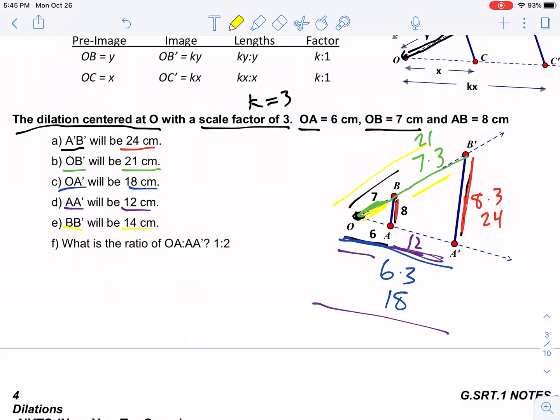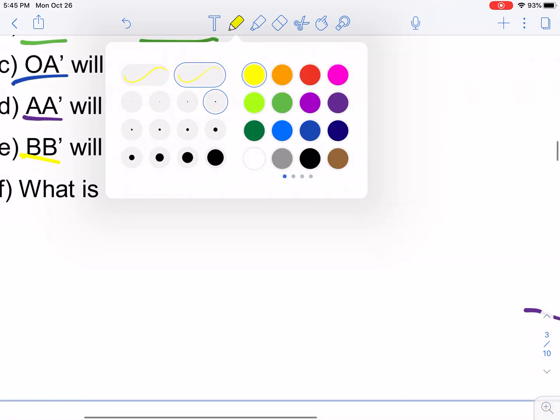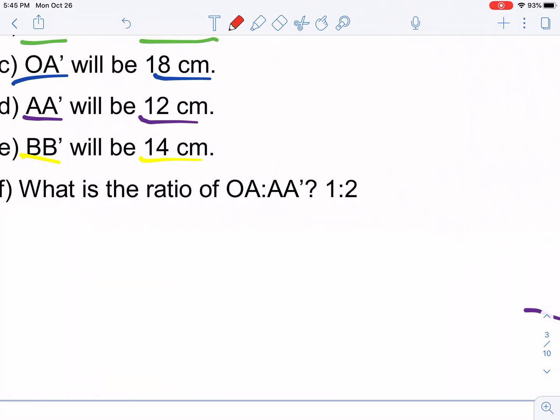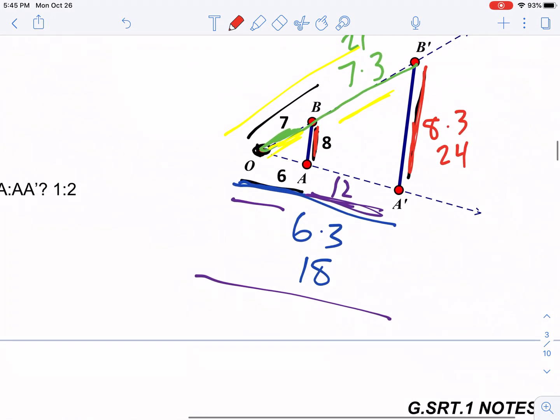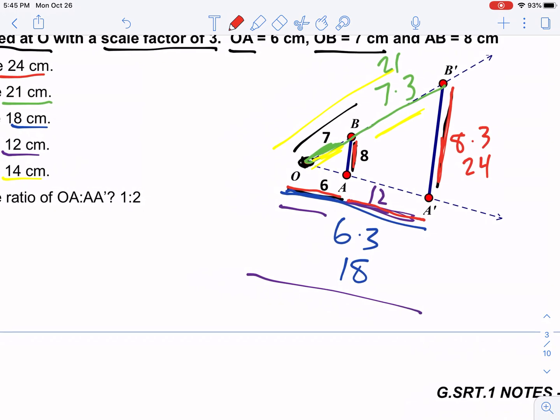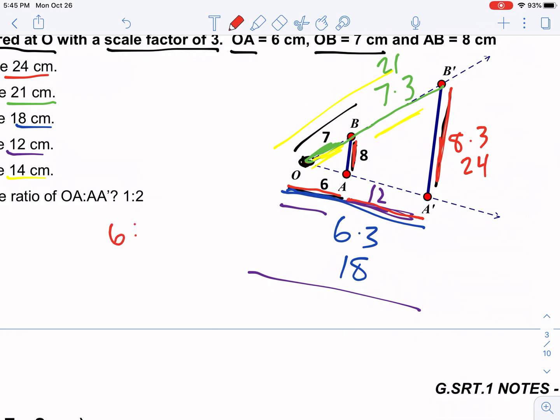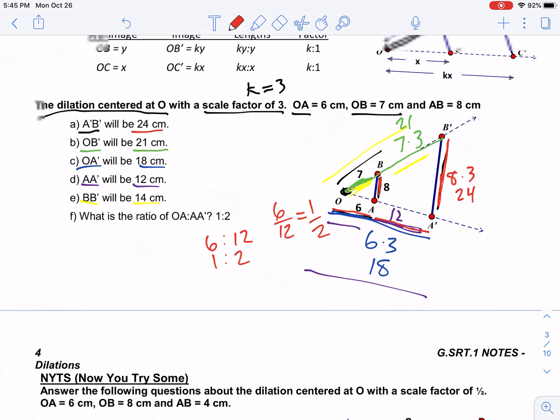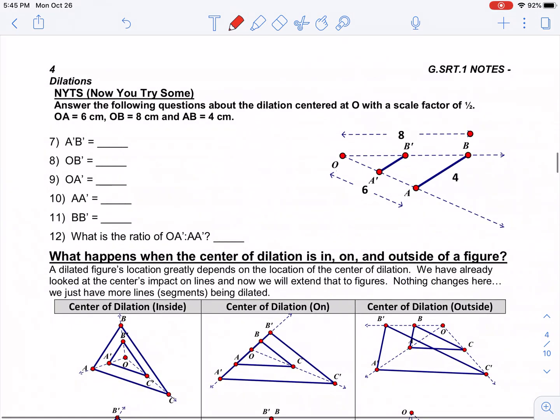Then as far as what is the ratio? Well, what would the ratio be of OA to AA primed, okay? Well, OA is 6, then A to A primed is 12, okay? Well, what's 6 to 12 going to be? Well, 1 to 2, right? If I reduce that down and think of it in terms of a fraction, 6 over 12 reduces to 1/2. So OA to AA prime would be 1 to 2. So that's just different situations we can run into there.